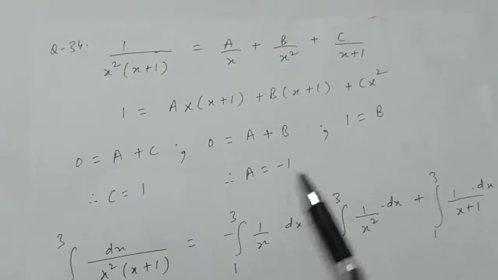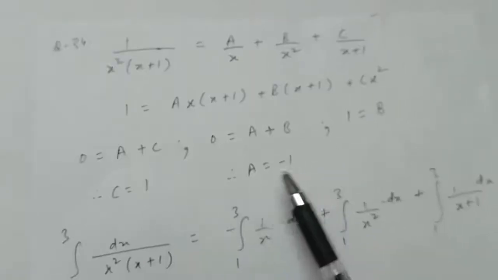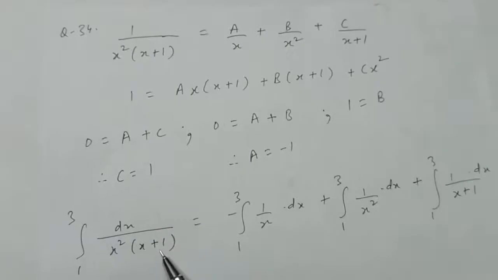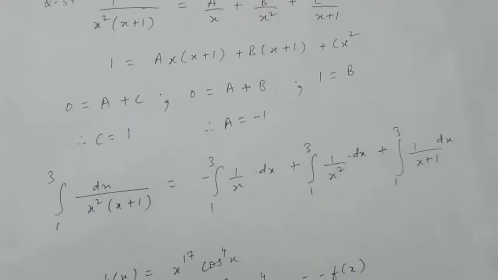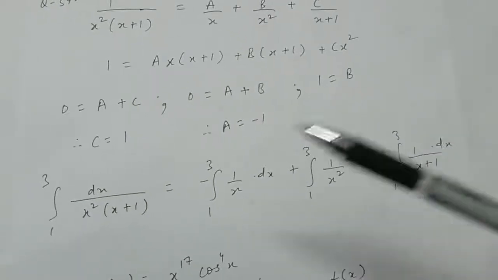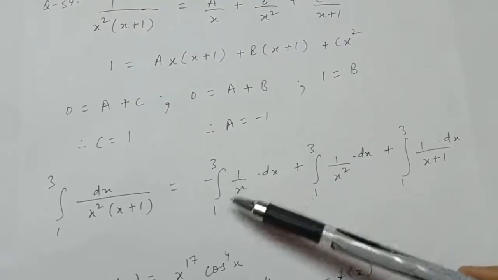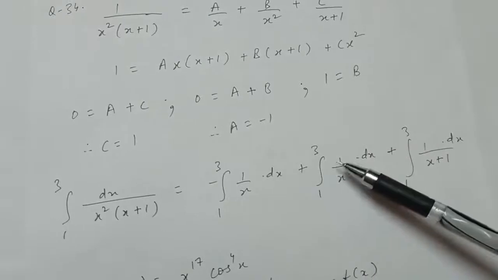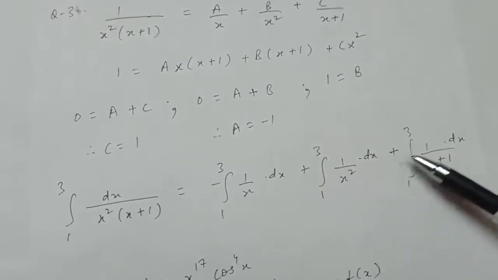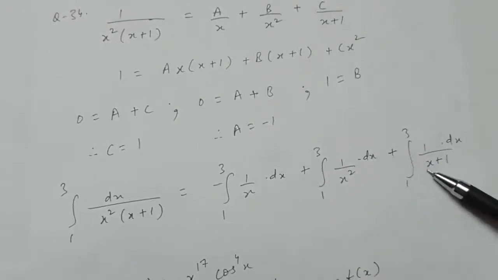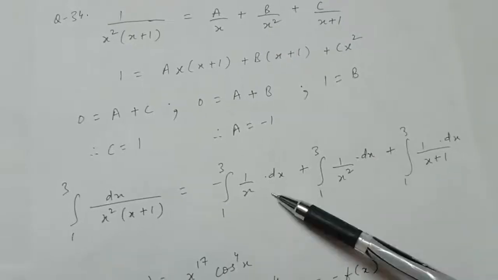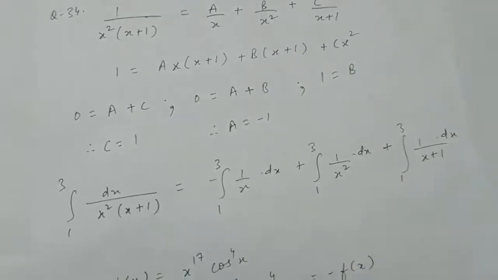So you will get the value of B as 1, A as minus 1 and C as 1. So this given integral can be written as minus integral of 1 upon x, because the value of A is minus 1, from the limit 1 to 3, plus B upon x square plus C upon x plus 1. Now you know how to find the integrals of these, then put the limits.